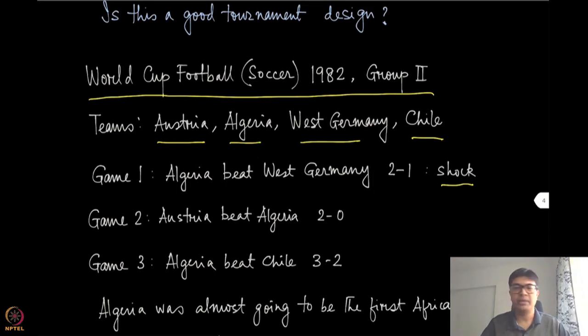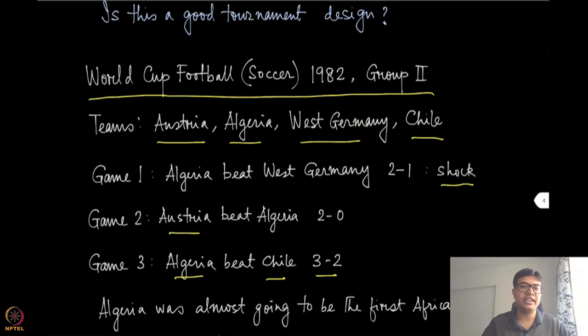Austria beat Algeria, which was expected. Algeria also beat Chile. So essentially everybody beat Chile. What happened was Algeria beat Chile, but by a goal difference of only one, while West Germany beat Chile with a larger goal difference. So in goal difference, West Germany was ahead of Algeria.